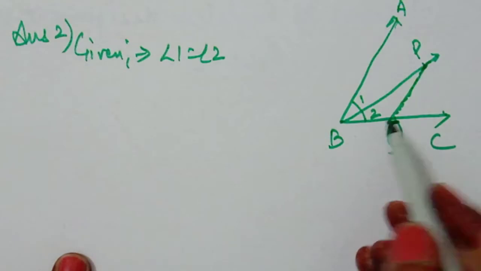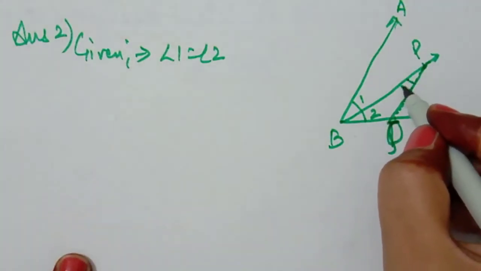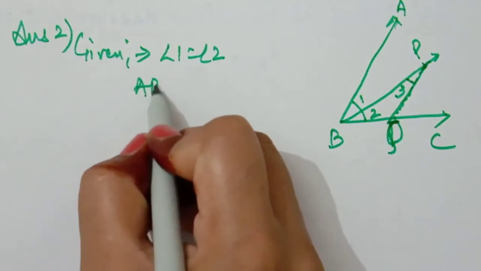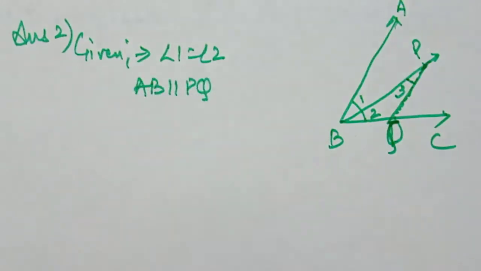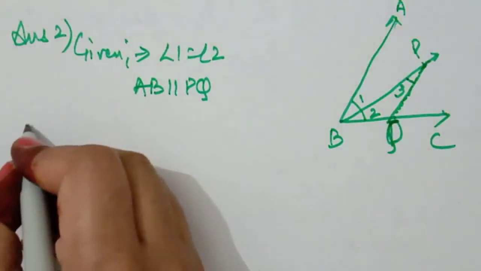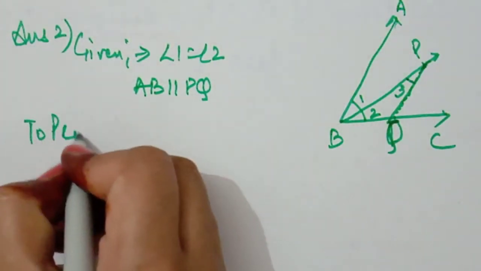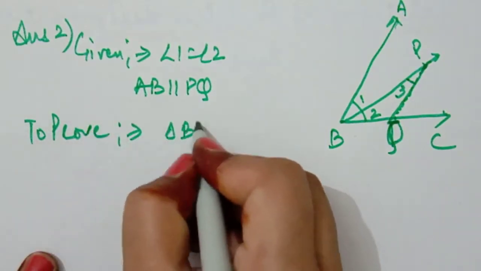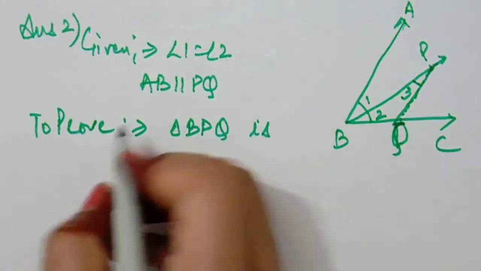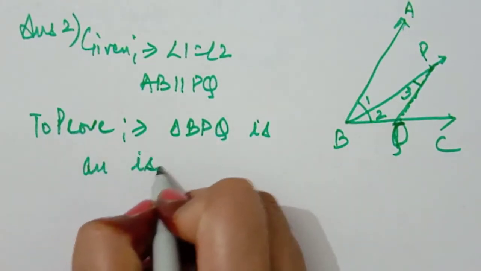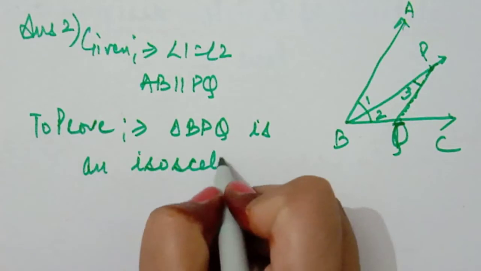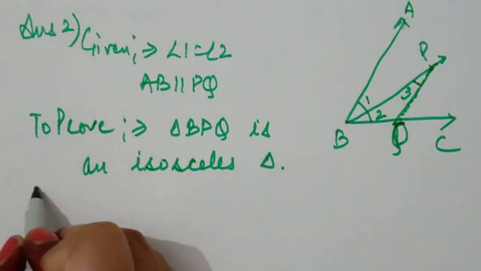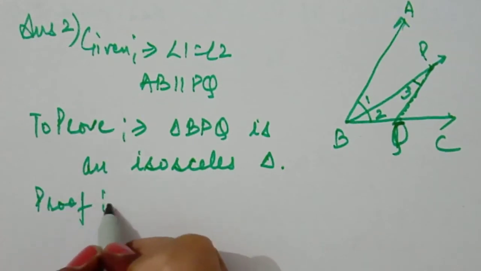So we have to prove that it is an isosceles triangle. I mark this angle as angle 3. What is the second condition given? AB parallel PQ. It is already given. So to prove is, we have to prove that triangle BPQ is an isosceles triangle. So we will start our proof. It is a very easy question.